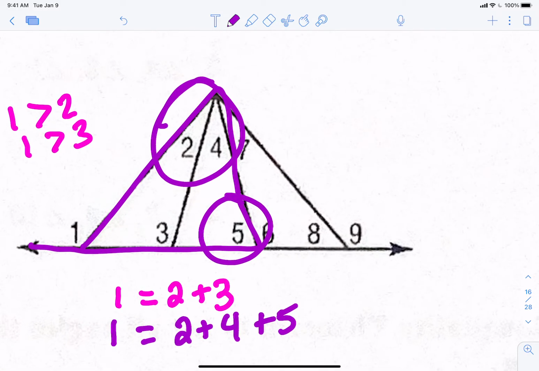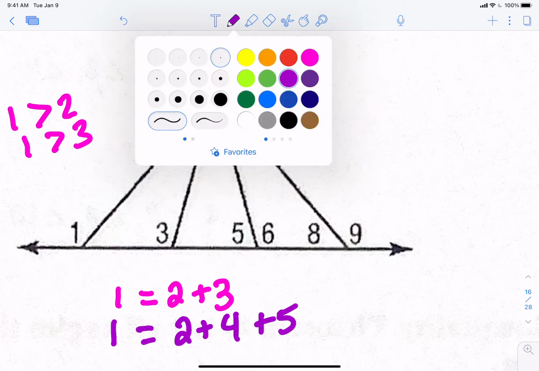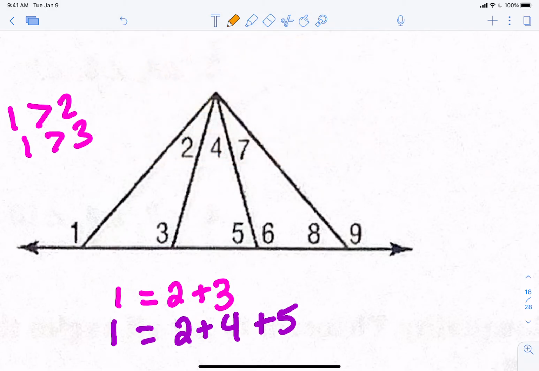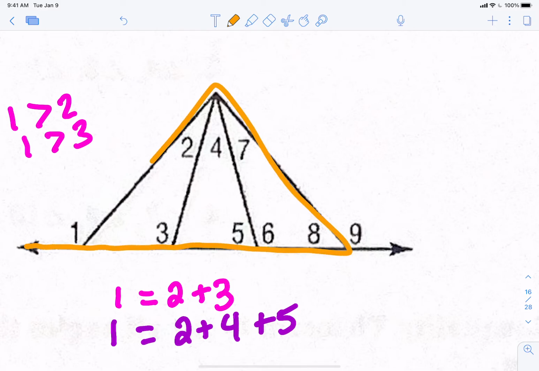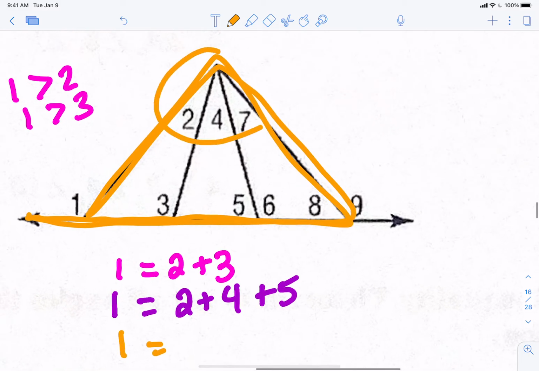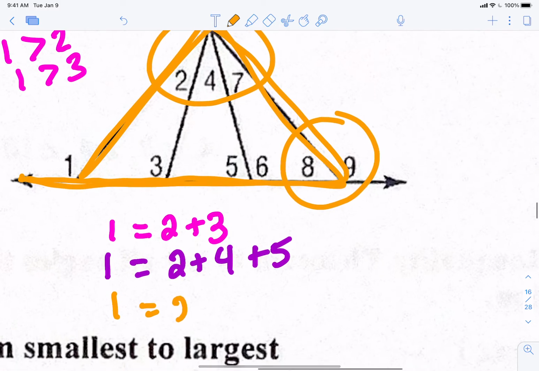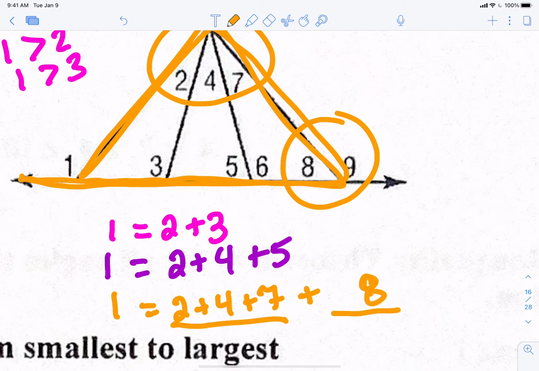Are we good so far? Next. But not 6, because 6 isn't involved yet. Now this is the one we're looking at. In this triangle, angle 1 is equal to these two added together, 2 plus 7. So the top one is 2 plus 4 plus 7, that's the top angle. The bottom angle is just angle 8. Nothing added together makes that guy. It's going to be 7 and 8.